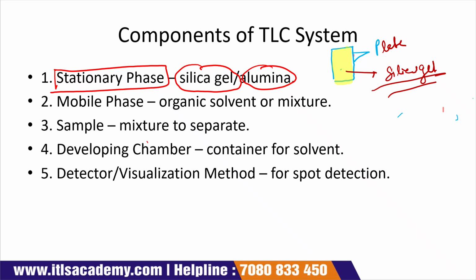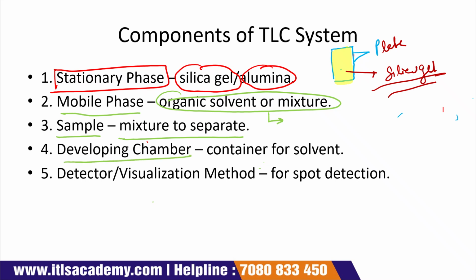Next is your mobile phase. Mobile phase is what? It is the organic solvent or a mixture, and the selection of the organic solvent is according to the sample that we have to separate. Next is your sample. Sample is the mixture which we have to separate. Development chamber, container for the solvent. That container should be covered, otherwise the solvent will evaporate. Detector, visualization method for spot detection.